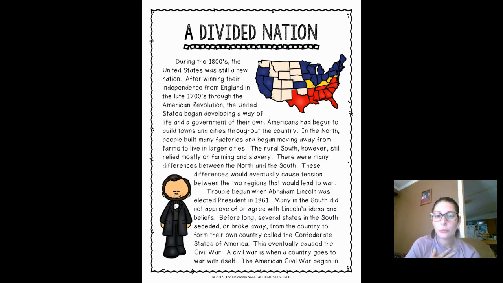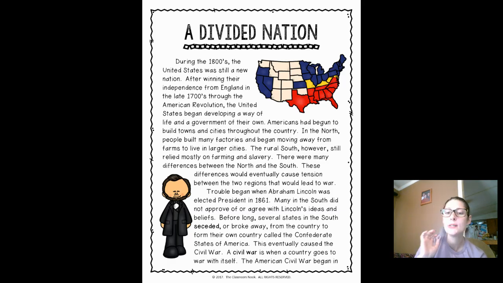Trouble began when Abraham Lincoln was elected president in 1861. Many of the Southerners did not approve or agree with Lincoln's ideas and beliefs. Before long, several states in the South seceded. And remember, we talked about this word before. Seceded means broke away. They came away from the United States. They formed their own country and called it the Confederate States of America.